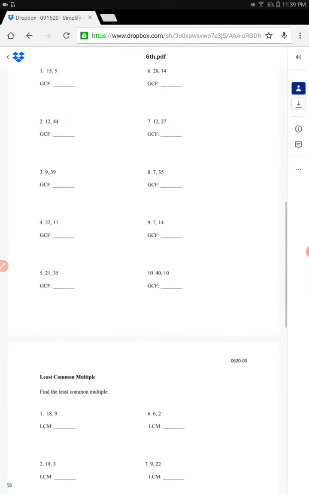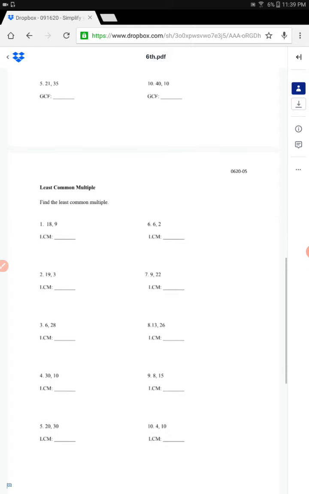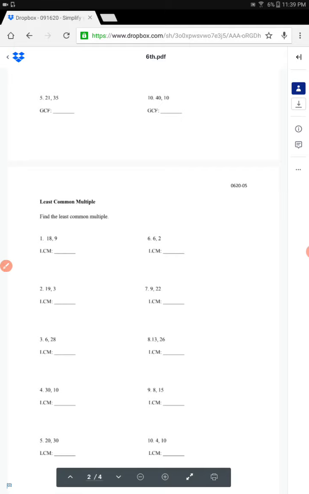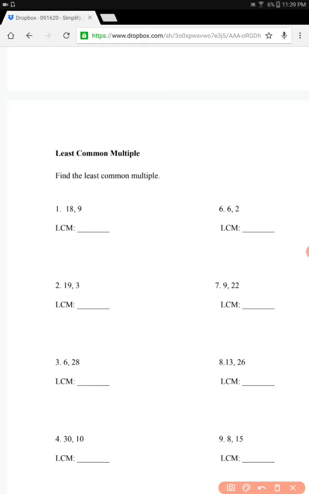Moving on. Find the least common multiple. So, multiples of 9. So, 9. 9 times 1 equals 9. 9 times 2 equals 18. Then 27. 9 times 3 equals 27. 36. And so forth. Goes on and on and on.